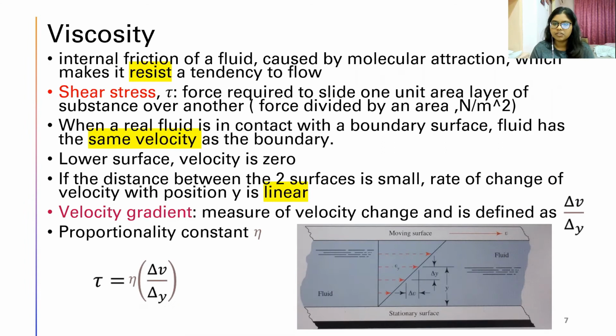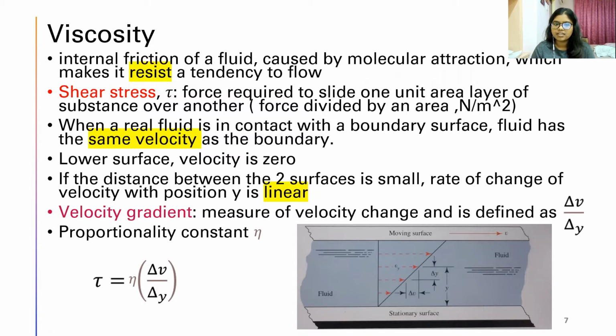So the next fluid property is viscosity. Viscosity is the internal friction of a fluid caused by molecular attraction that makes it resist a tendency to flow. The first point here is given shear stress. Shear stress is denoted by the letter tau.